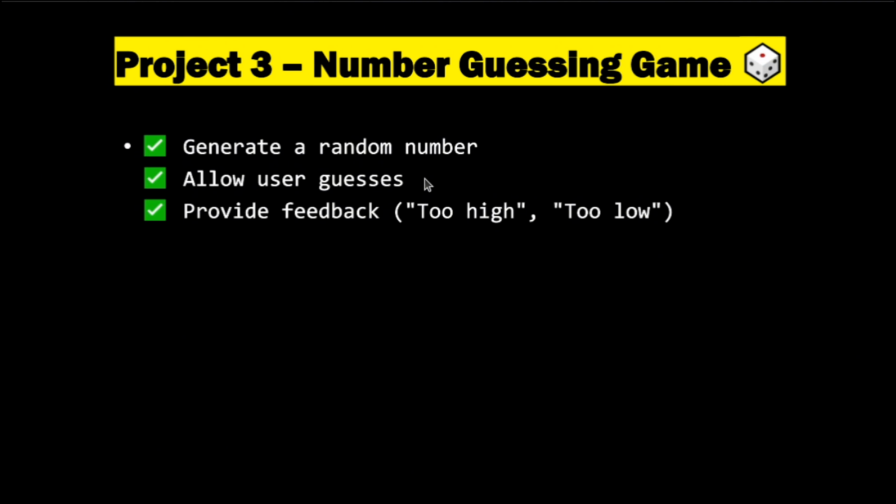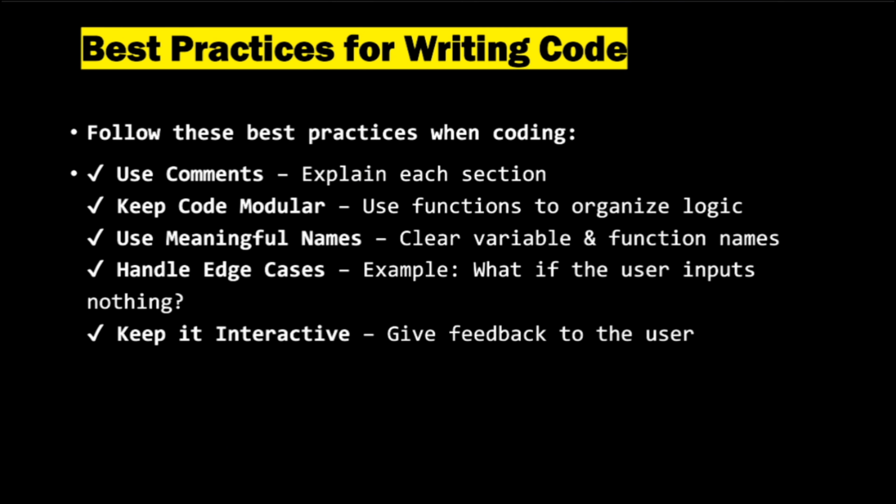I wanted to say some best practices for writing code, so we can follow these best practices when coding. Use comments to explain each section. I gave a fast-paced explanation, and you can also write comments to explain to your friends when they see your code. The next thing is keep code modular. Use functions to organize the logic. Functions are most necessary in JavaScript. And use meaningful names. While you are giving a variable name, you have to give a clear and meaningful name, and function names too. And handle edge cases. For example, what if the user inputs nothing? You have to think about other things too. And keep it interactive. Give feedback to the user too.